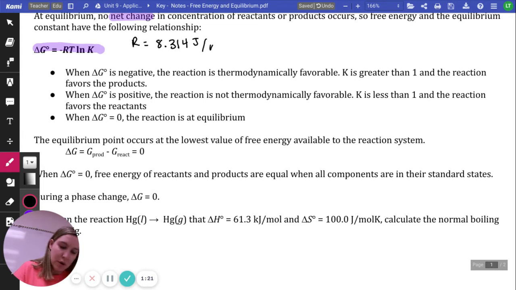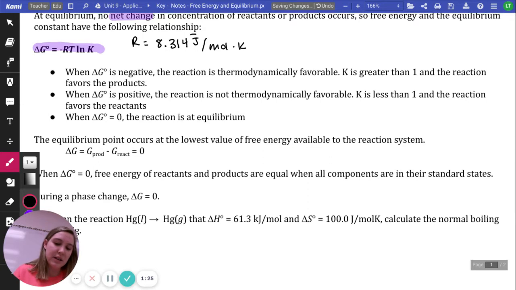joules per mole Kelvin. This is the one we're going to use because it's in joules and we're solving for free energy. With our other gas values, we have options that we can choose from, but we will use this R value.